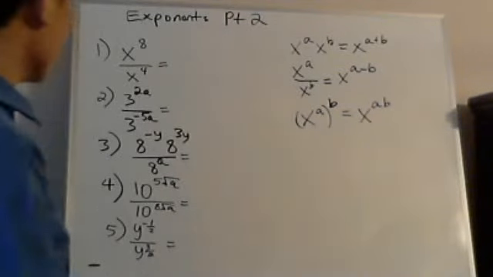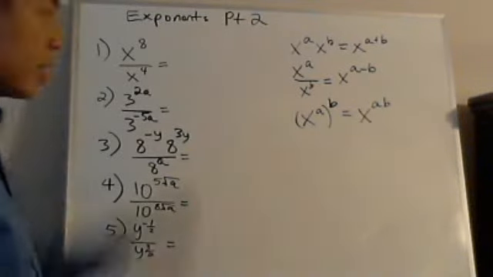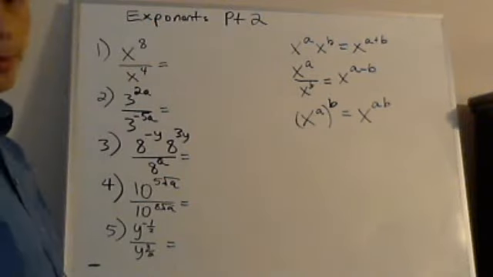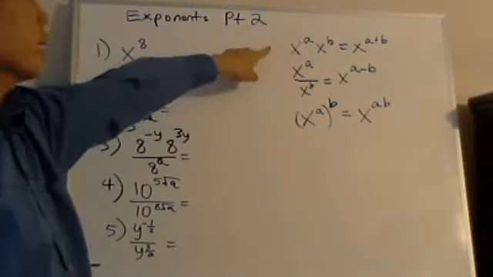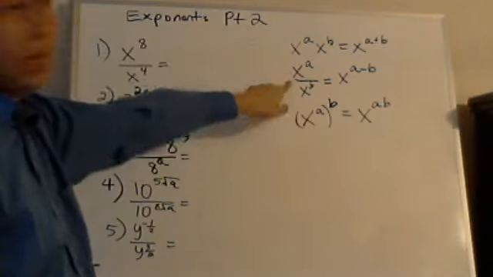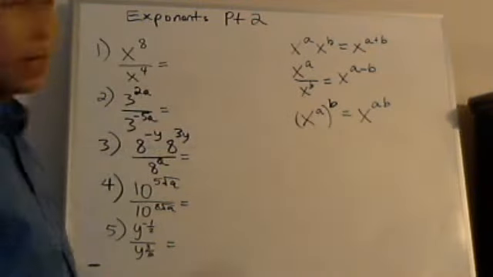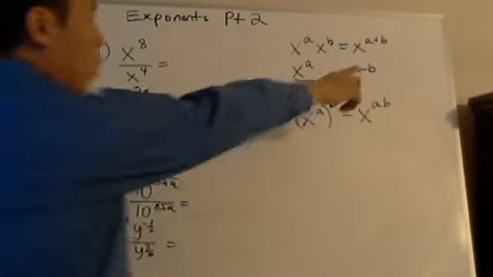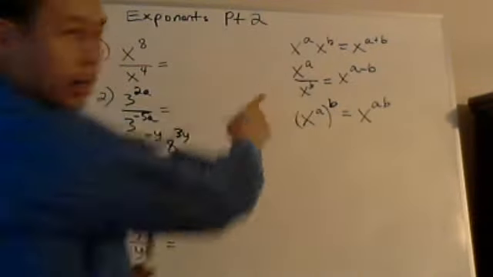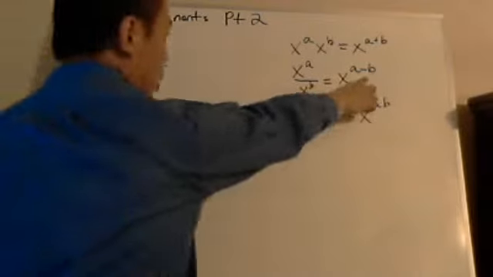Okay, so the next video we're going to be talking about is part 2 of the exponents. In part 1, we talked about multiplying exponents with the same base. Now we're going to talk about dividing exponents with the same base, okay? And it's a pretty simple rule. Before we added; now when you divide two exponents with the same base, we subtract, okay?